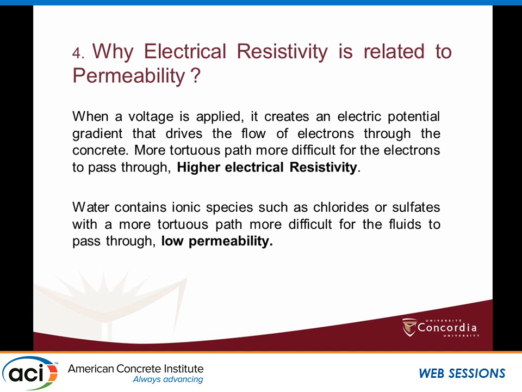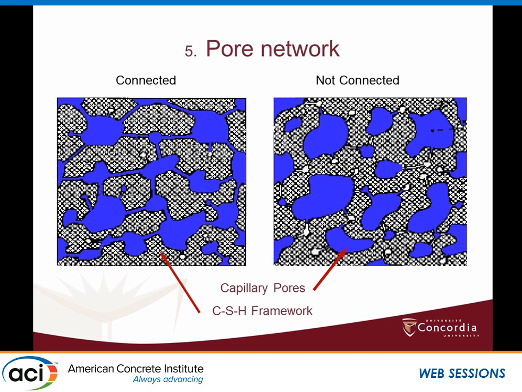But we need to ask why electrical resistivity is related to permeability. It's quite simple. If you can see this picture, you are going to have two kinds of network, connected and not connected. When you have a connected network and apply a voltage to the concrete, it's going to be easy for the electrons to move, and it's the same for the water. The chlorides and sulfides are going to move easily. When the network is not connected, you have a less permeable concrete, and you are going to have a high resistivity.